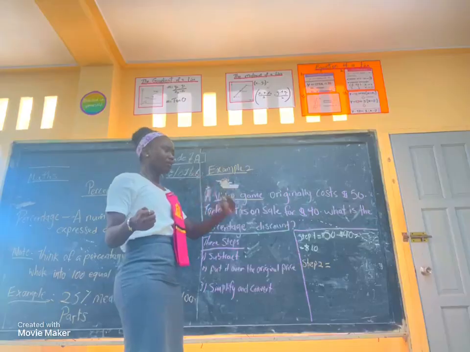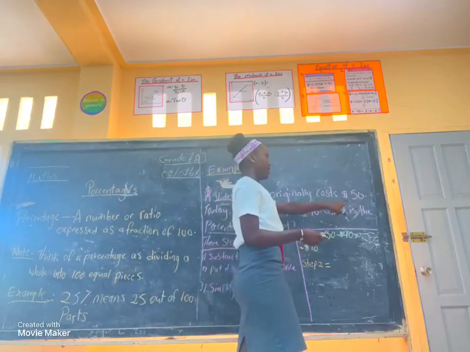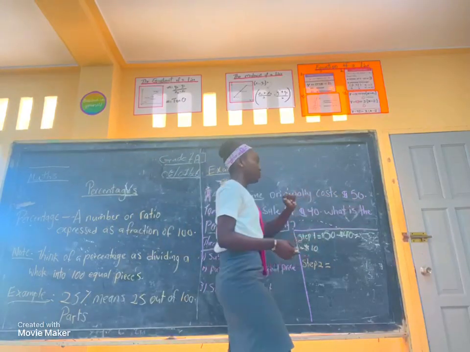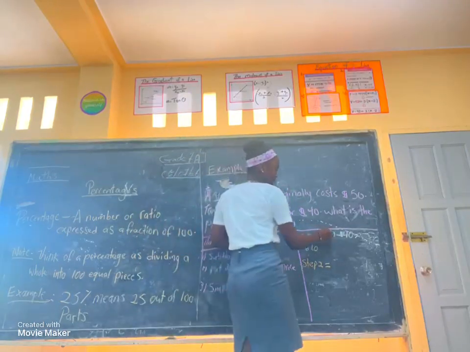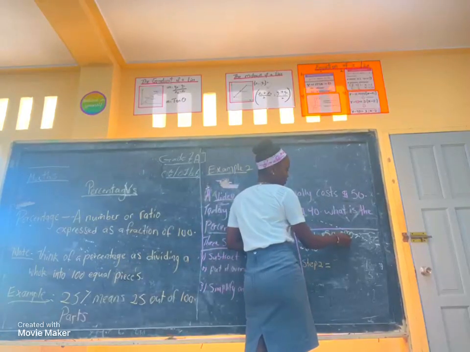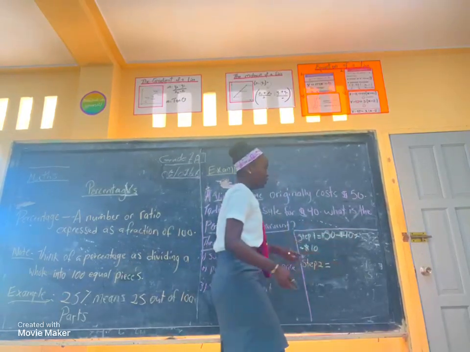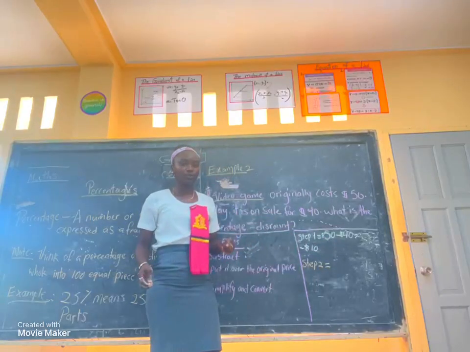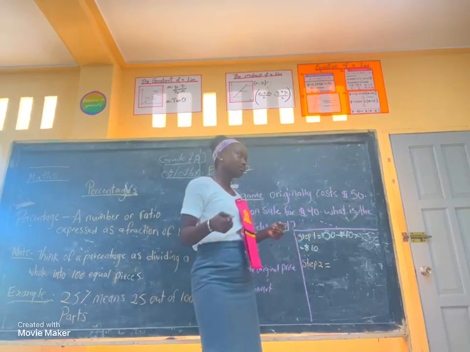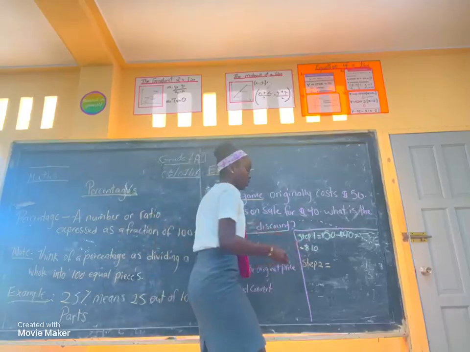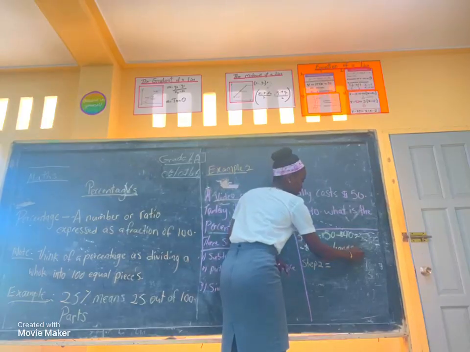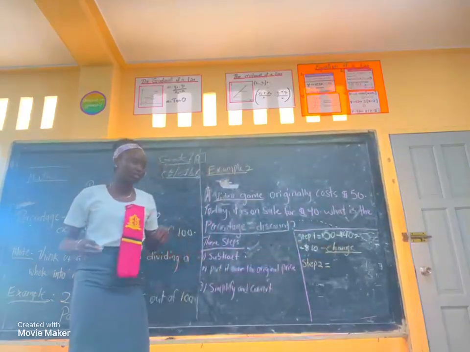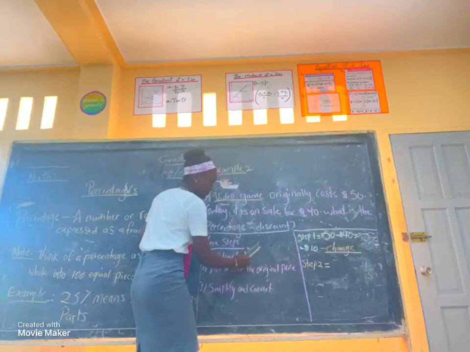Now, step 1. We are taking the original price, which is $50, and we're subtracting $40 from it. Now we subtract 40 from 50, we get 10. Good. So $10 is the change. Finish step 1.